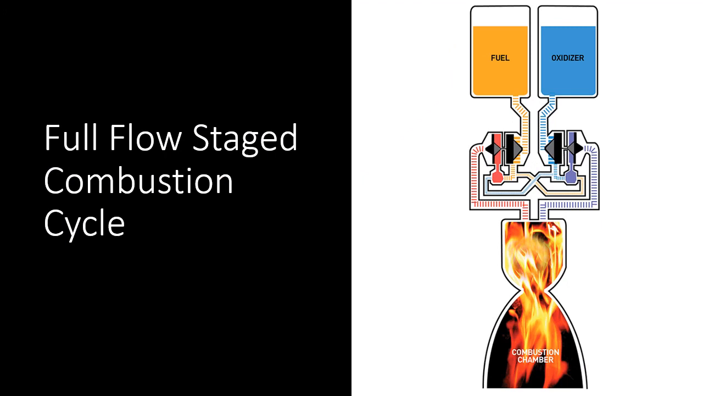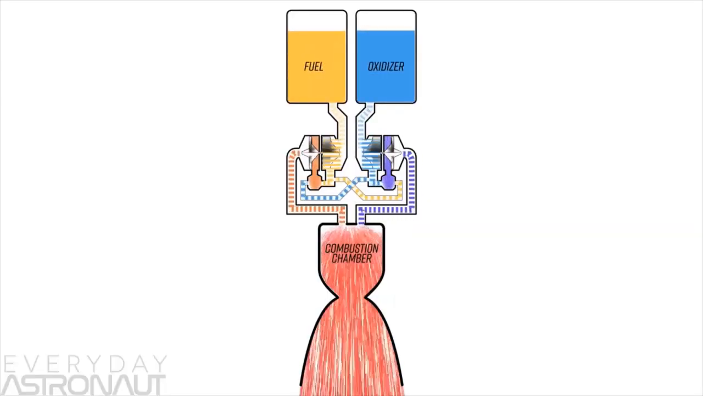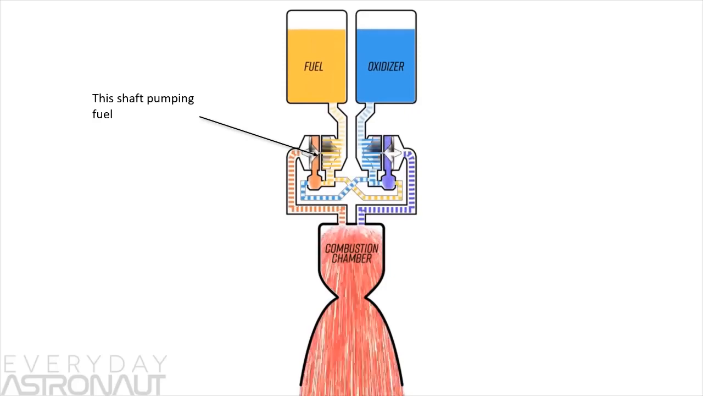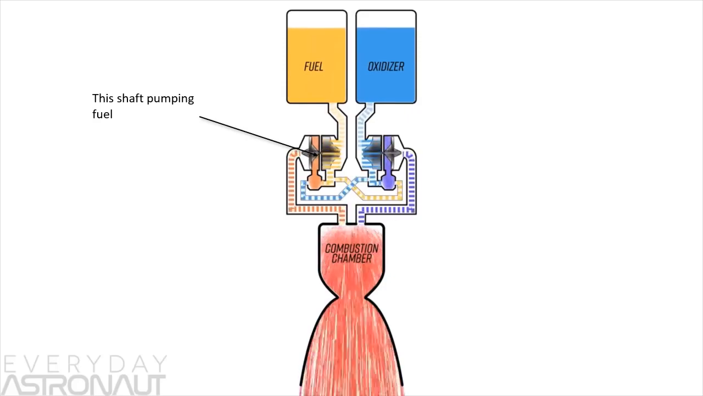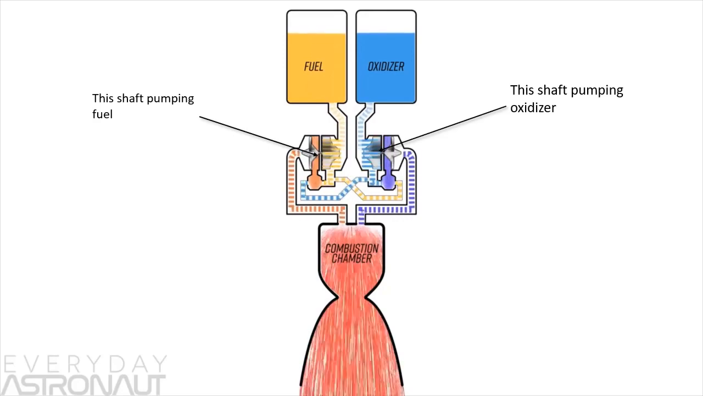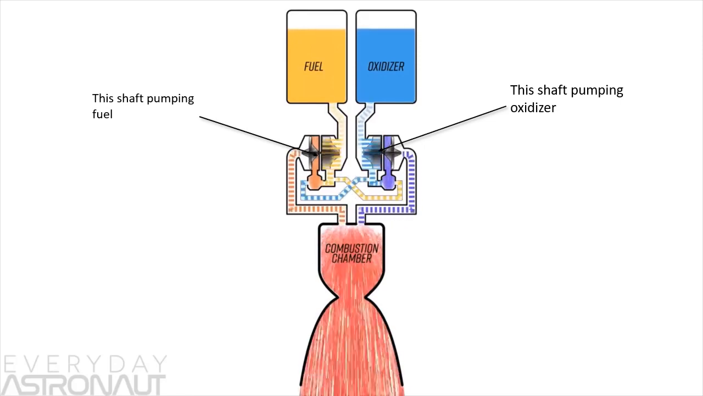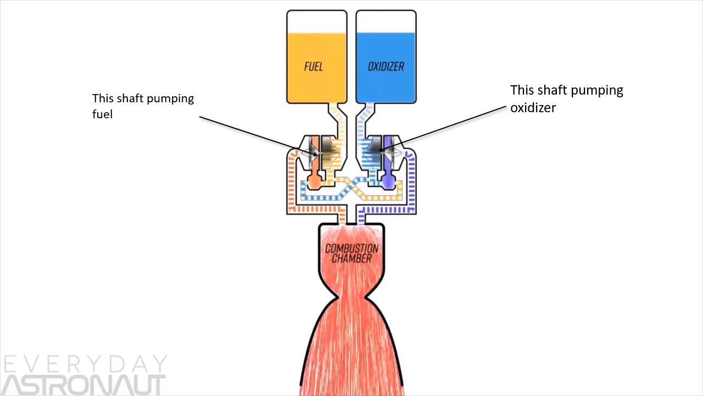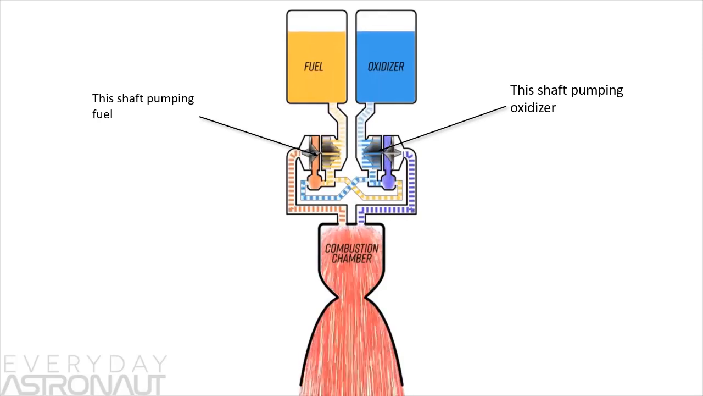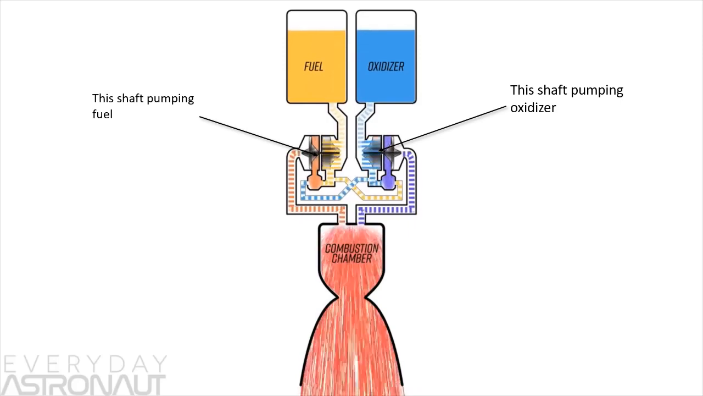Now at the last comes the full-flow staged combustion cycle. It got rid of the problems of fuel-rich and oxidizer-rich engines. With the full-flow staged combustion cycle, you take two pre-burners. You see the purple one and the orange one. One that runs fuel-rich and one that runs oxygen-rich. The fuel-rich pre-burner powers the fuel pump and the oxygen-rich pre-burner powers the liquid oxygen pump. This means the full flow cycle needs to tackle the oxidizer-rich problems, which again is solved by developing very strong metal alloys like the oxidizer-rich cycle.